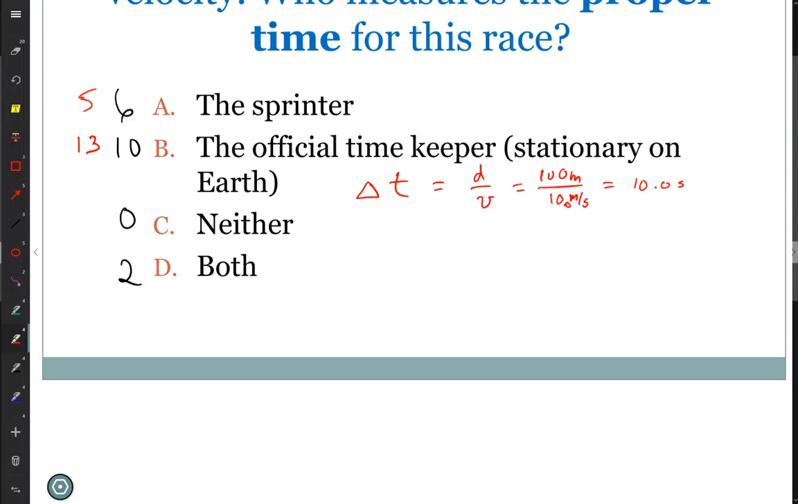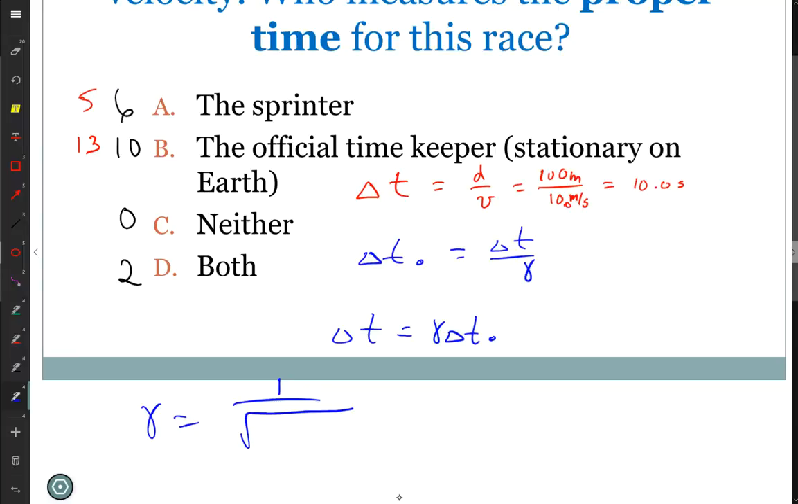Okay, 3 significant figures, delta T is 10.0 seconds. That's the time measured by the person on Earth. What does the runner's clock measure? Delta T 0, since we had the equation delta T is equal to gamma delta T 0, then delta T 0 is going to be delta T divided by gamma. And so I've got to calculate that gamma. Remember I said I do that first.